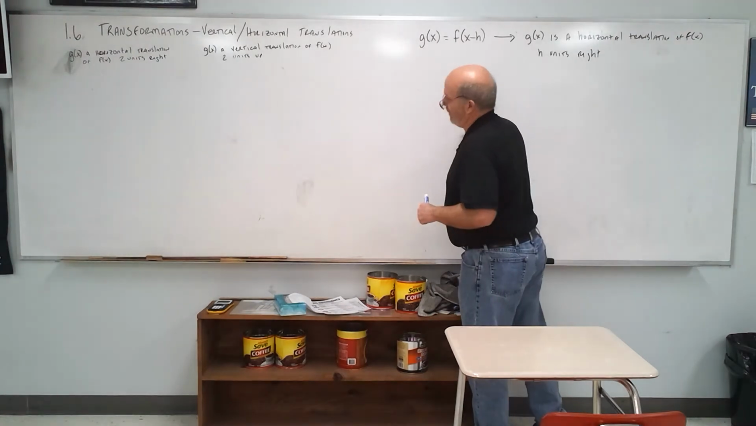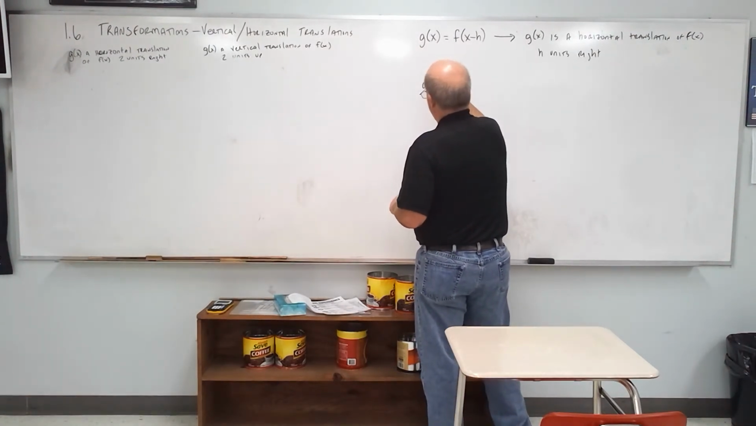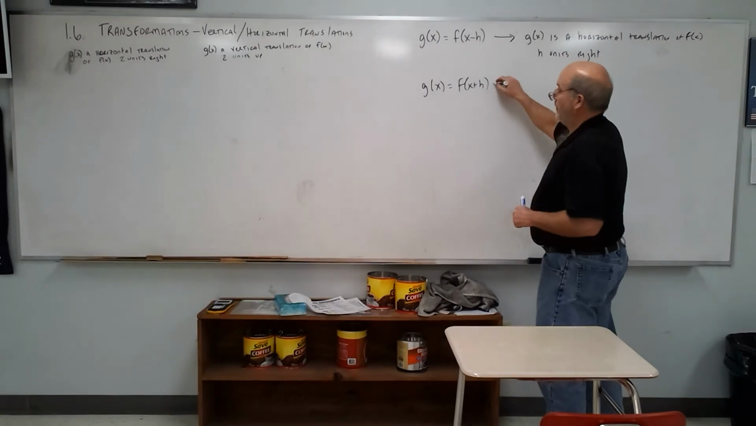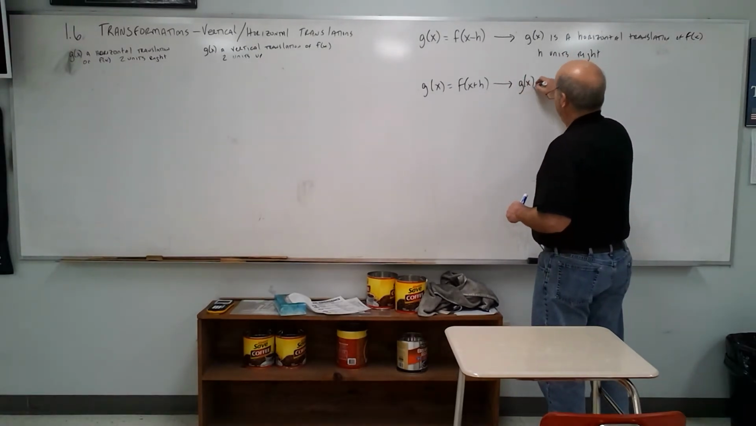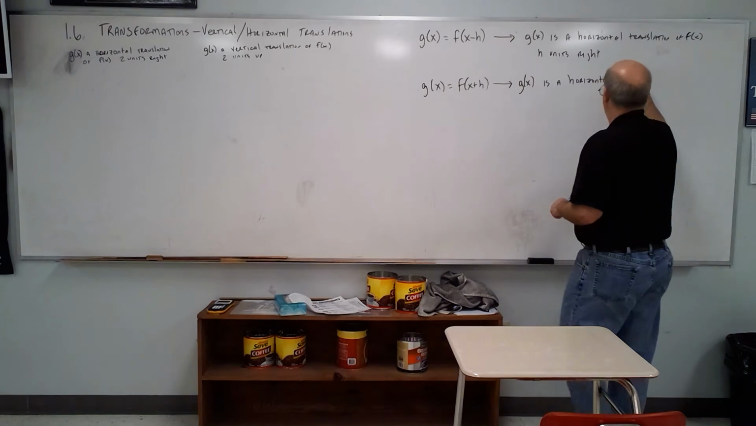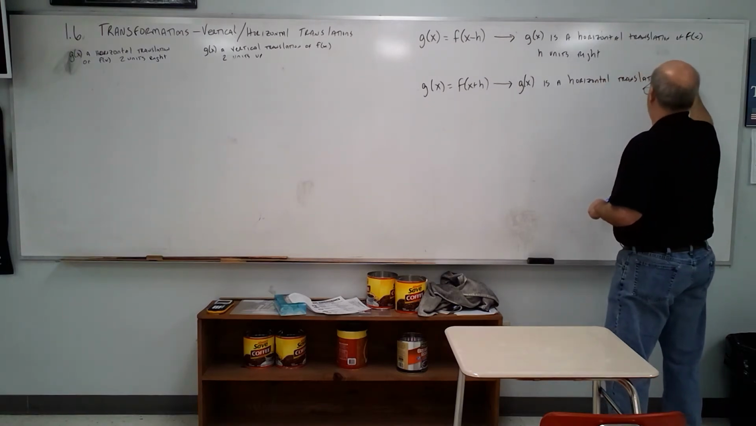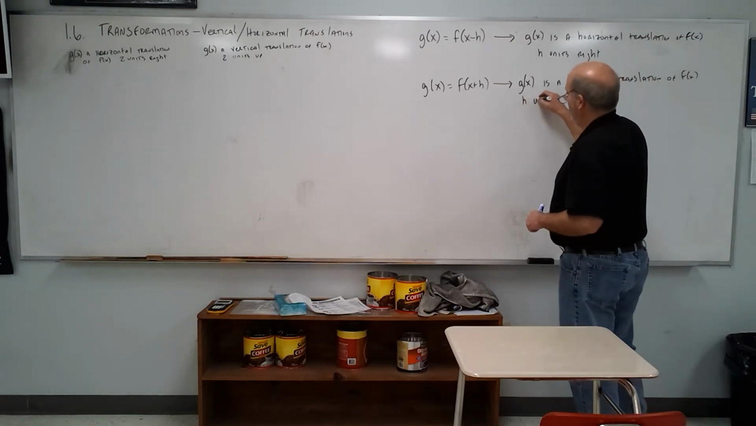I'm going to do this. We may call it a different function because I may not remember that one. If g of x equals f of x plus h, you might already see where this is going, then g of x is a horizontal translation of f of x. This time, h units left.